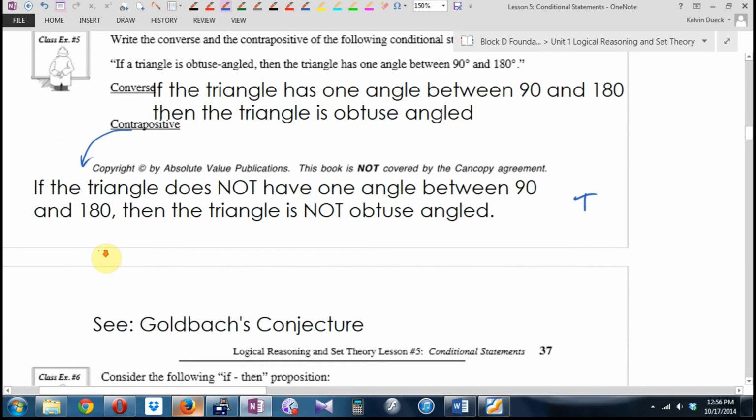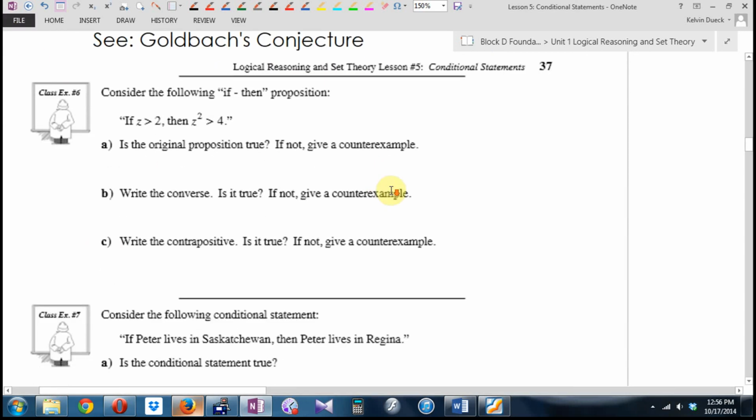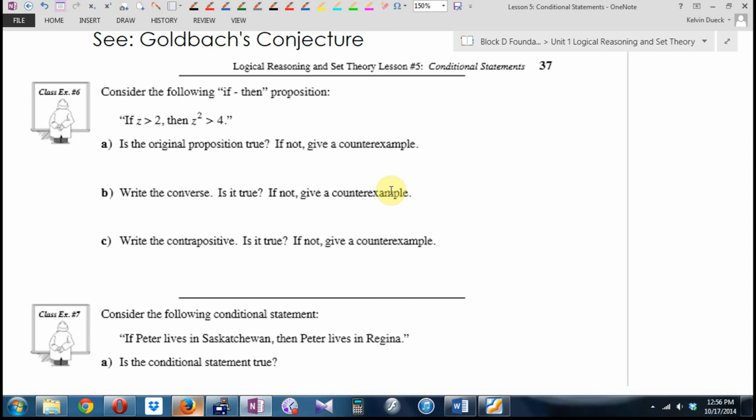Turn the page. See Goldbach's conjecture? I already showed it to you. Nearly done. Consider the following if-then proposition. Now let's do some math, some numbers. If z is bigger than 2, that automatically means, that implies, then z squared is greater than 4. True? Or if not, give me a counterexample.